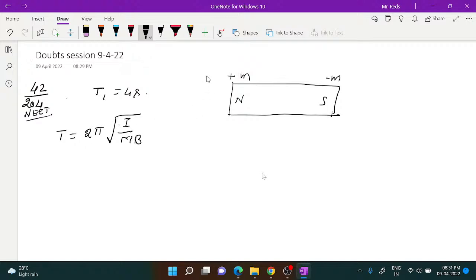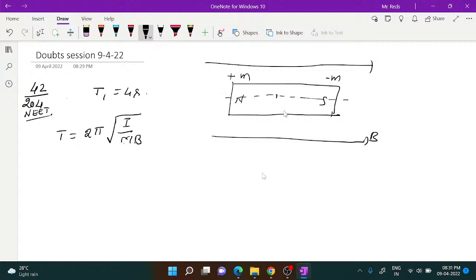If we keep this in a uniform magnetic field of strength B, its magnetic moment is M, and the moment of inertia about its center point we take as I equal to m l square by 12. Hence the total time period is 4 seconds.